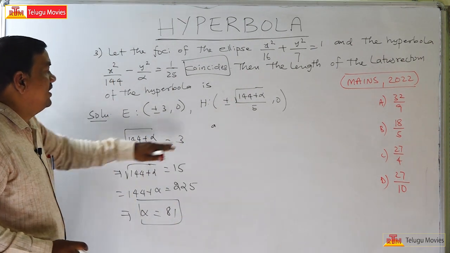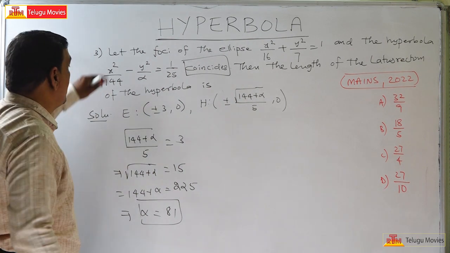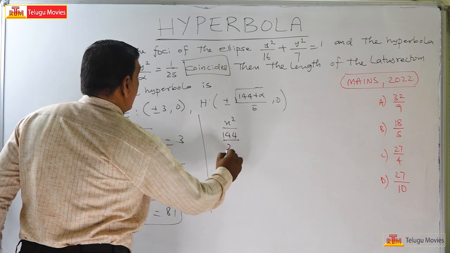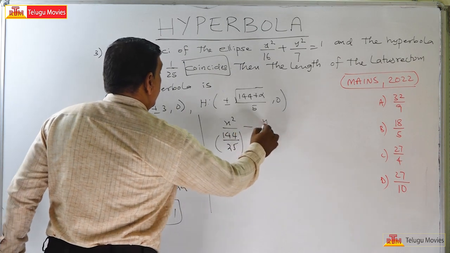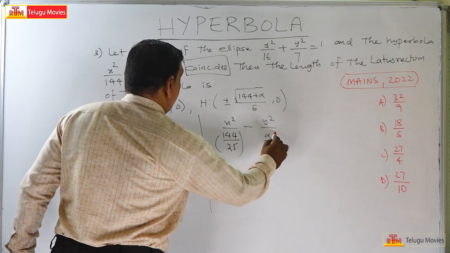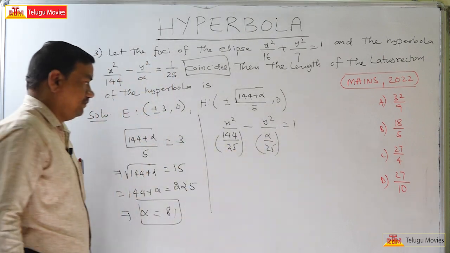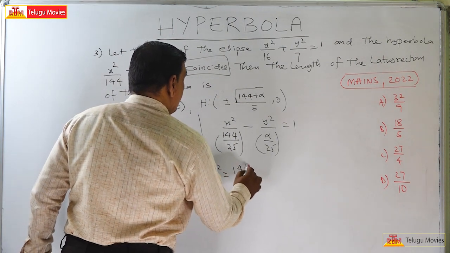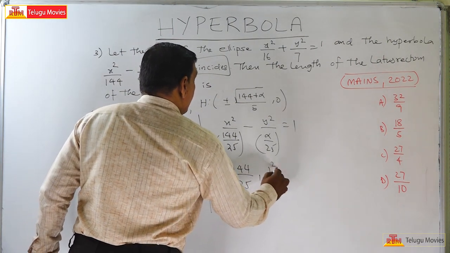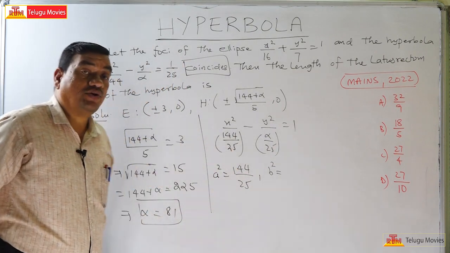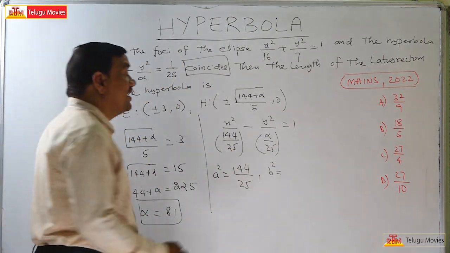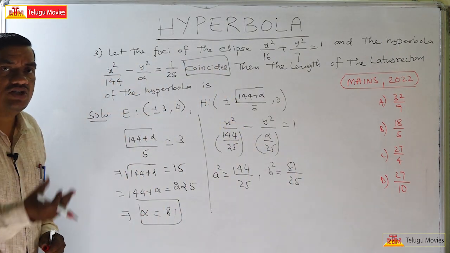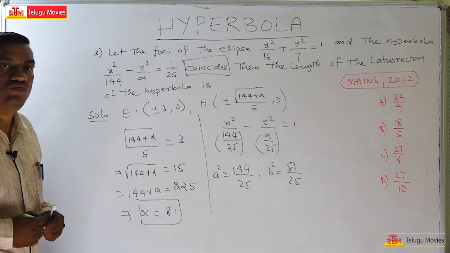So clearly now the equation of your hyperbola is x square by 144 by 25 minus y square by alpha by 25 is equal to 1. Okay, so your a square value is clearly 144 by 25. The b square value is equal to alpha by 25. Alpha means how much? 81. 81 by 25. So everything is clear. Now it is asked you to find out the length of the latus rectum.